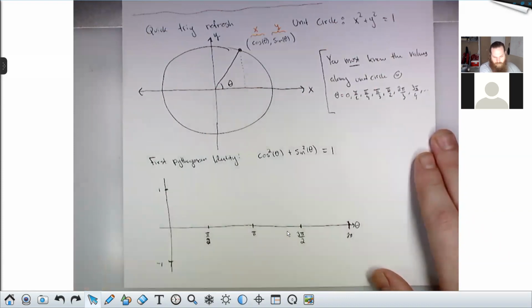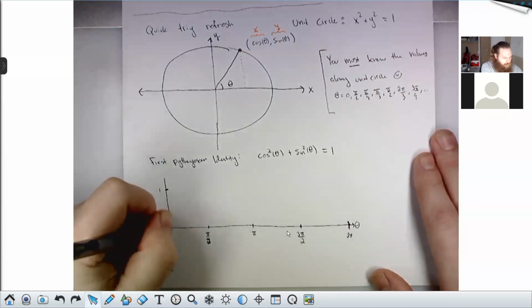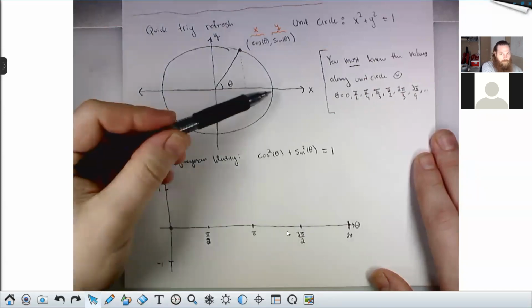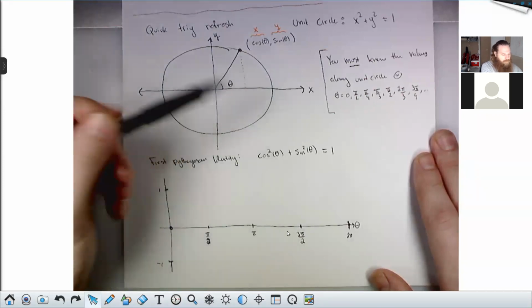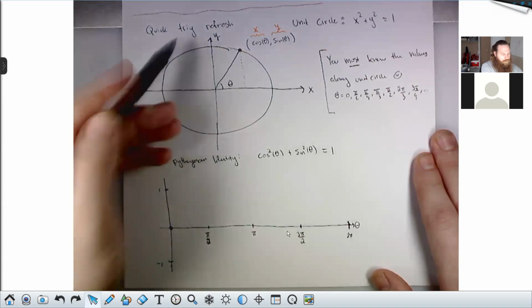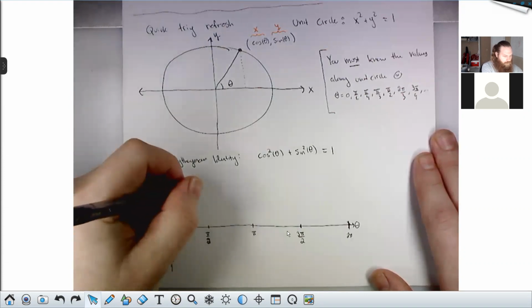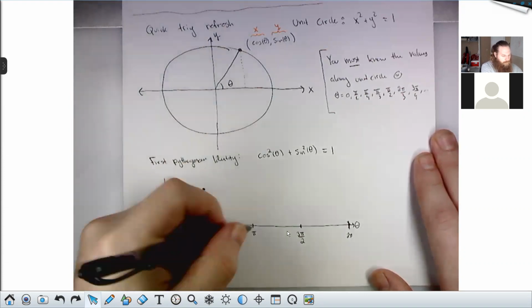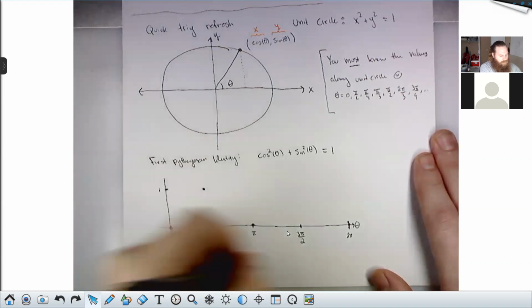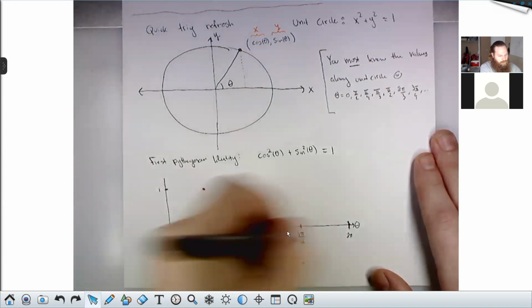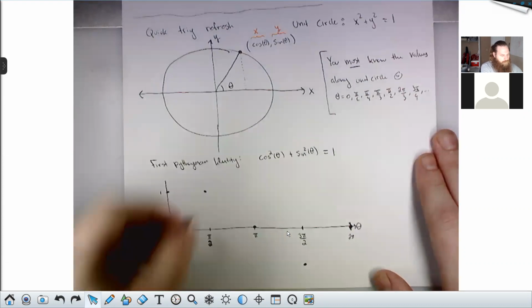I will draw sine in here in purple. Sine, we know the sine of 0 is 0, because if you rotate up not at all, your y value is 0. The sine of pi over 2, which is the north pole here, should be 1. The sine of pi is 0 again. The sine of 3 pi over 2 is -1, and the sine of 2 pi is 0 again.